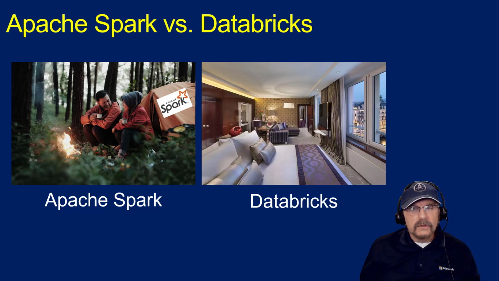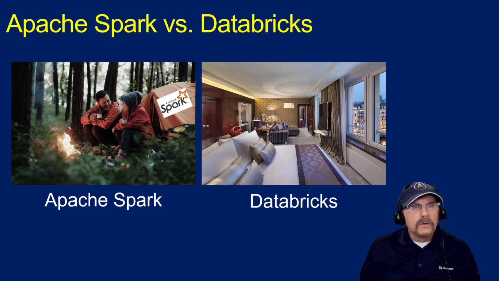But think of Databricks on the right as taking Apache Spark, which is that subset, but now you have heating, electricity, running water, a kitchen. There's a restaurant in this hotel, we'll assume, concierge services, on and on. This is like luxury service.